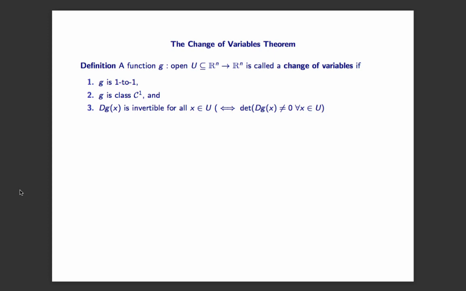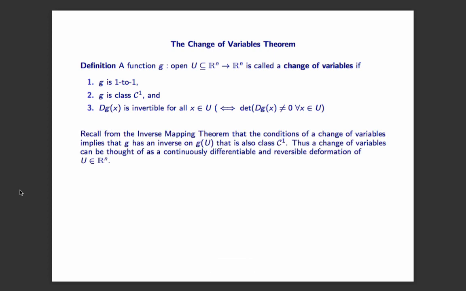It's a function that is one-to-one, is class C1, and whose derivative is invertible for all x in the domain U, which is to say that the determinant of the derivative is non-zero for all x in U. So this is exactly the type of function that is invertible. In other words, g has an inverse. So we can think of a change of variables as a continuously differentiable and reversible deformation of some open set U.